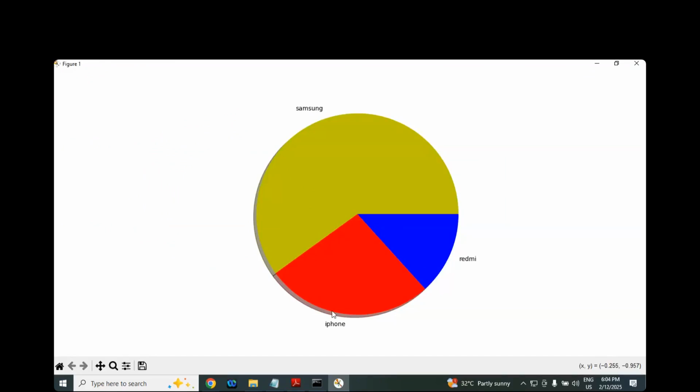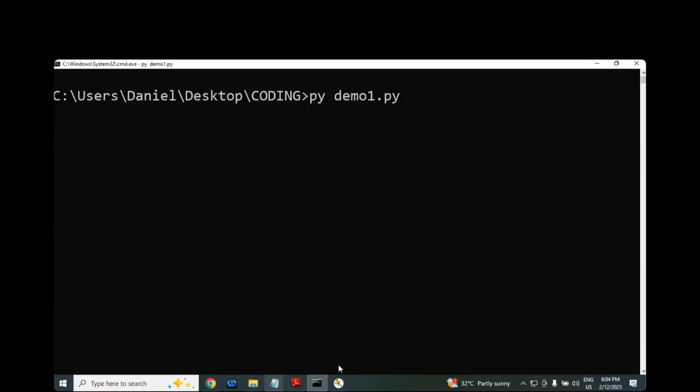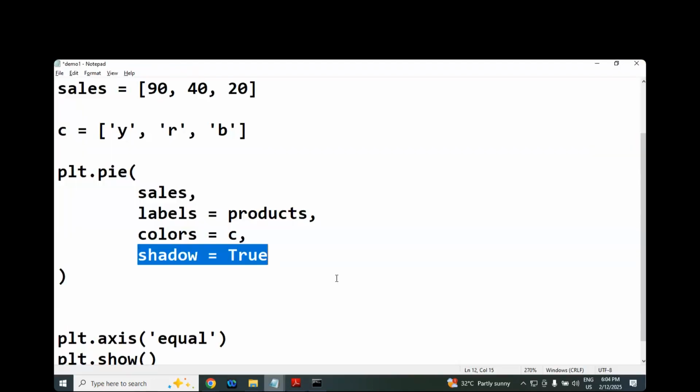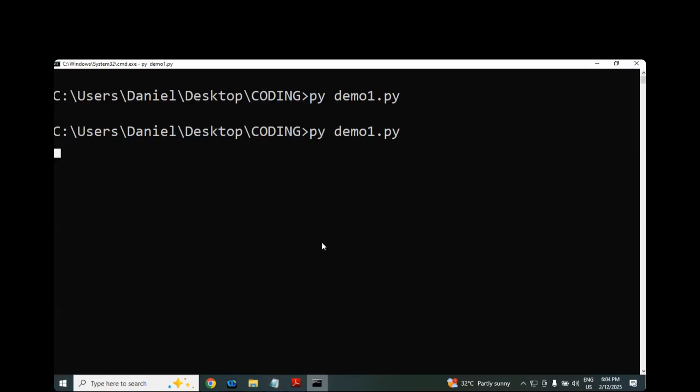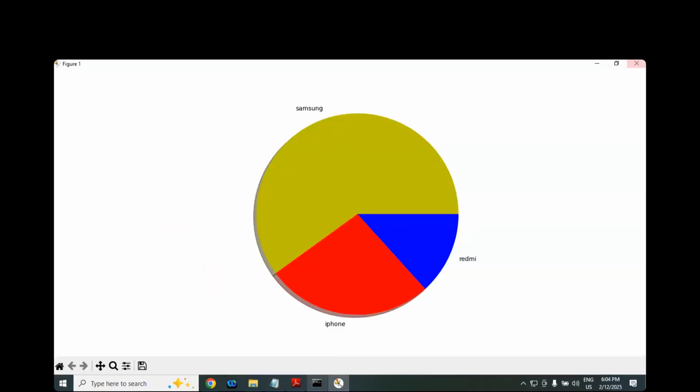Sir, I mean to say, if you want, let me draw one more time. That's what I'm telling, there's no logical thinking here, sir. There is no logical thinking involved. Just you need to apply the syntax. You need to understand actually. Without shadow, the diagram is like this. Yeah, no shadow actually. With shadow, the diagram is like this. Good.